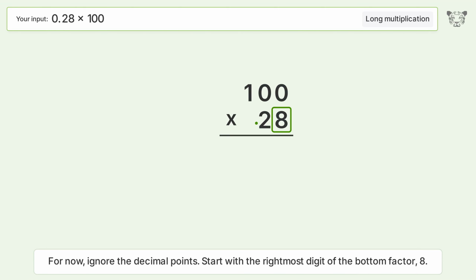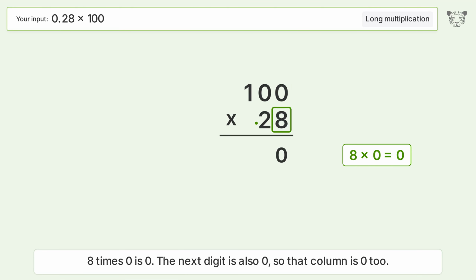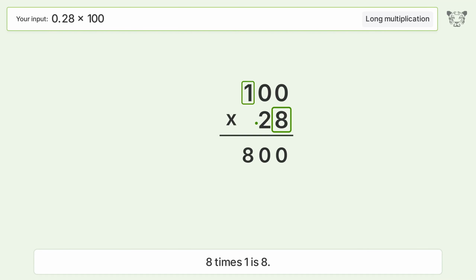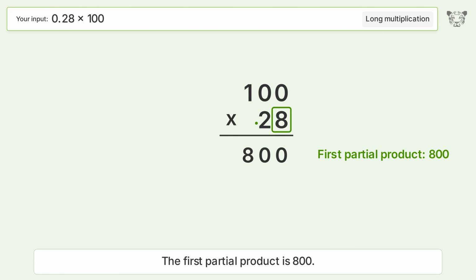Start with the rightmost digit of the bottom factor, 8. 8 times 0 is 0. The next digit is also 0, so that column is 0 too. 8 times 1 is 8. The first partial product is 800.